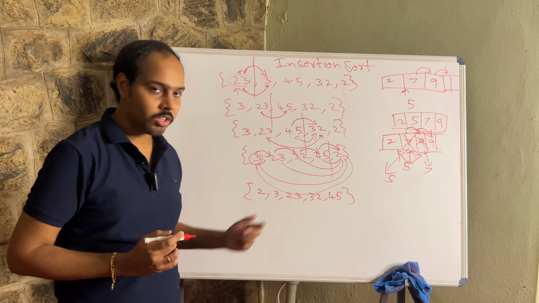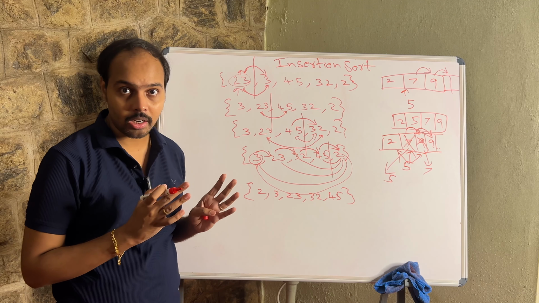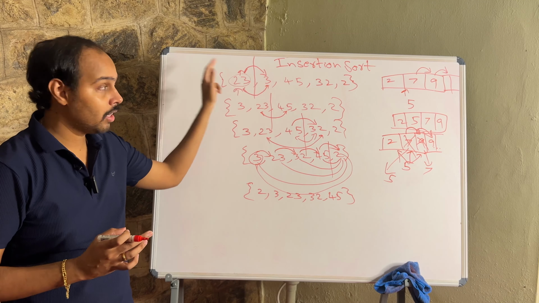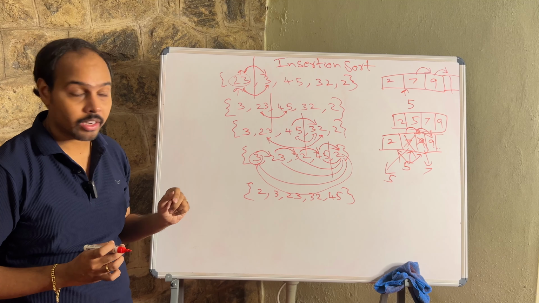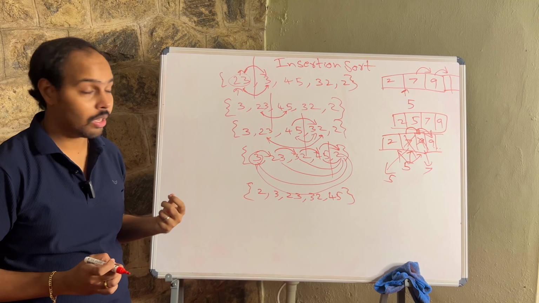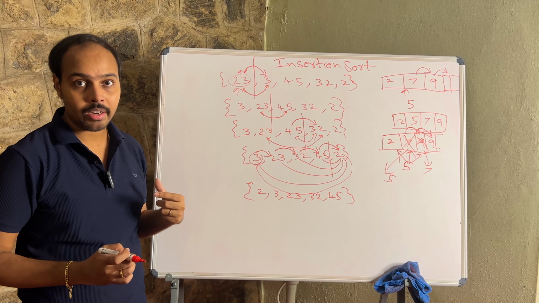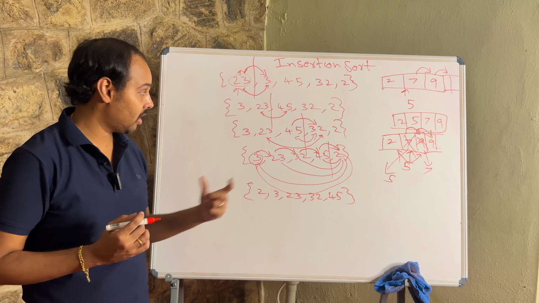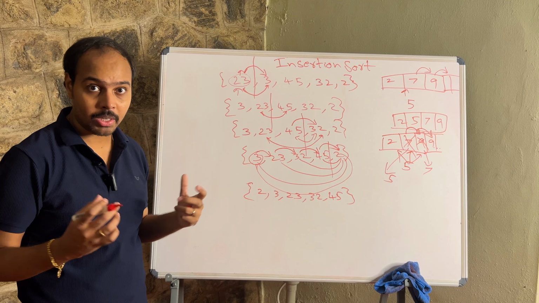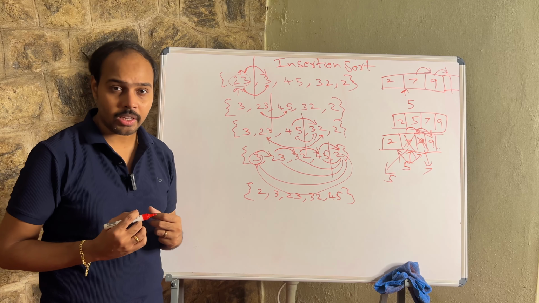So you got a sorted array by inserting one element at a time to an already sorted array. First there was this 23 which is already sorted, then we inserted 3 into that particular array and we made a sorted array which has 2 elements. Then we brought in 45 inside that array, which made a 3 element sorted array. Then we brought in 32, which made a 4 element sorted array. Finally we brought in 2 to get the whole array sorted.